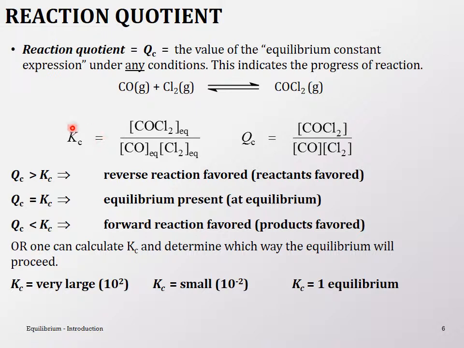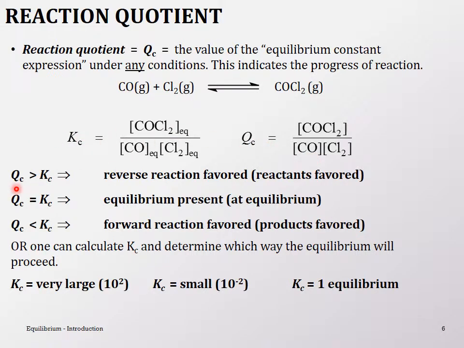Kc is calculated only at equilibrium. At equilibrium, you will have certain concentrations of the reactants and products. Qc, on the other hand, is a different thing, because you may not have the reaction at equilibrium at Qc. So let's look at how Kc and Qc are related.